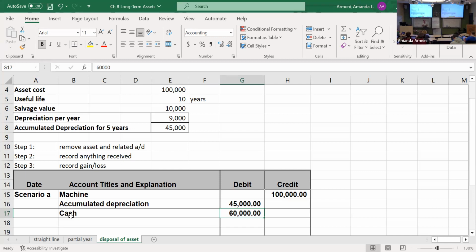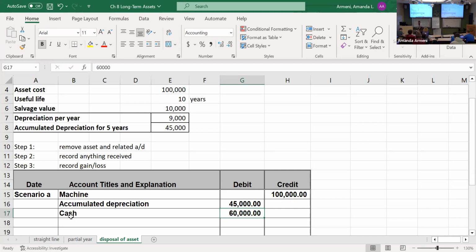Okay. Step three. Did you win or did you lose? The way that we know whether we won or lost is by taking the book value of the asset. How much is it worth to us right now on our accounting records? In this scenario, our asset was worth 100,000 and our accumulated depreciation was 45,000. Yes? So what's your book value? 55,000.